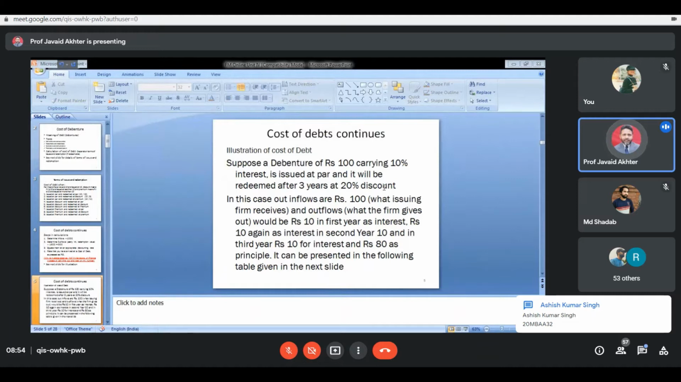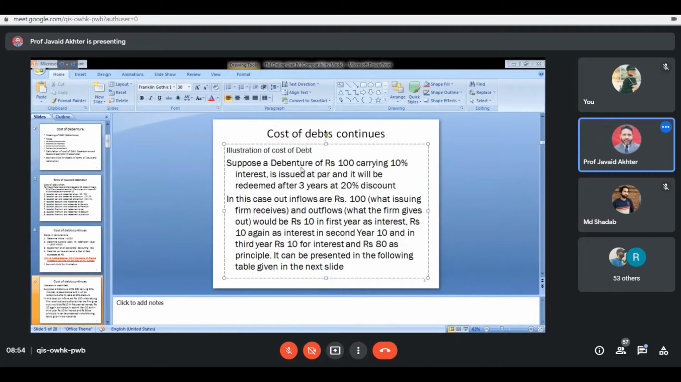This is what I have written. I have illustrated with a different example. Suppose a debenture of rupees 100 carrying 10% interest is issued at par, and will be redeemed after 3 years at 20% discount. There is no difference between this problem and the one I said before, except the timing and the rate. That's all. Figures will change, but methodology will remain unchanged.